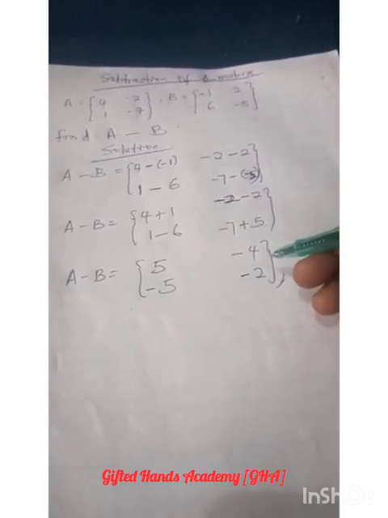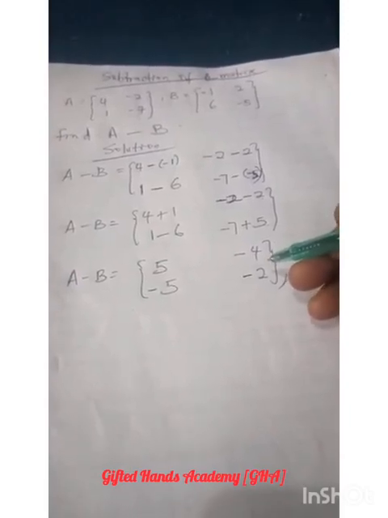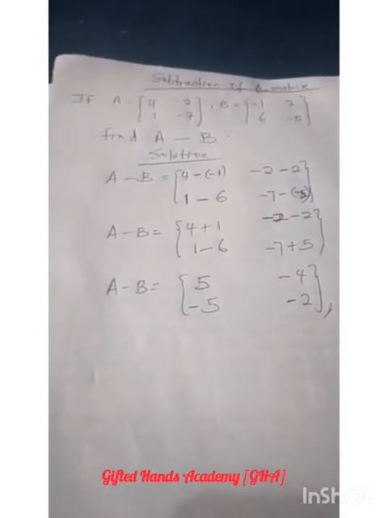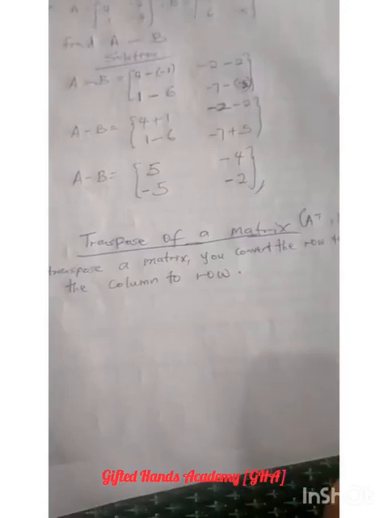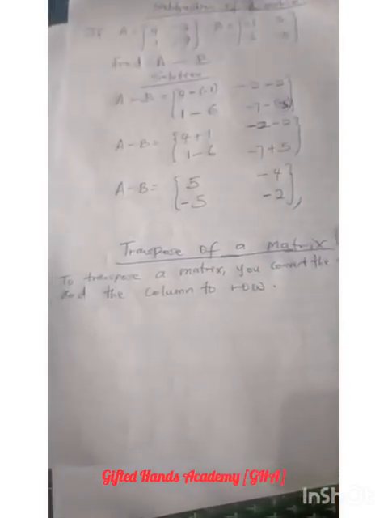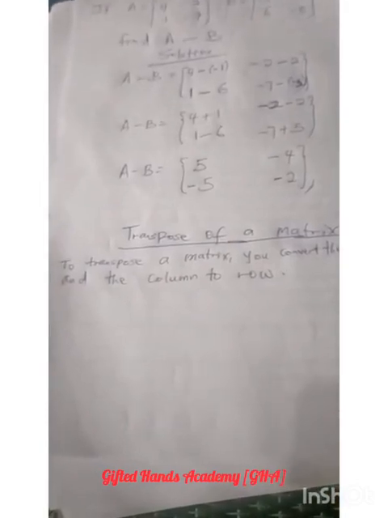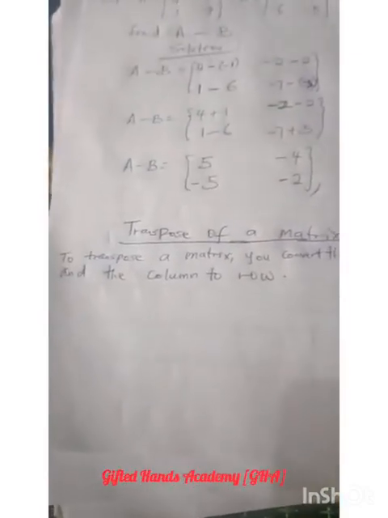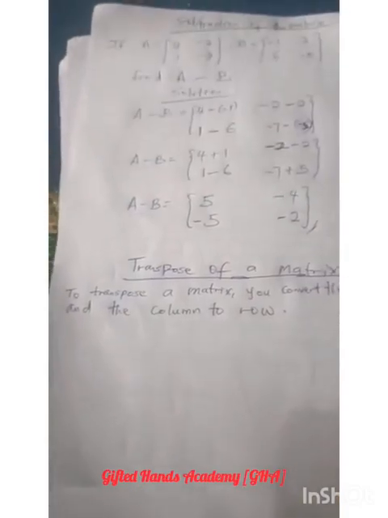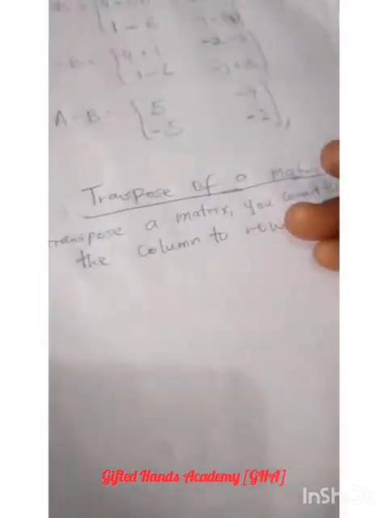Then you do for the 3 by 3, still the same thing. So let's go to transpose of a matrix because of our time. I don't want this video to be too long. Alright, so we'll move to transpose of a matrix. To transpose a matrix, you convert the row to column and the column to row. So let's take an example using some of the matrices we have used before.